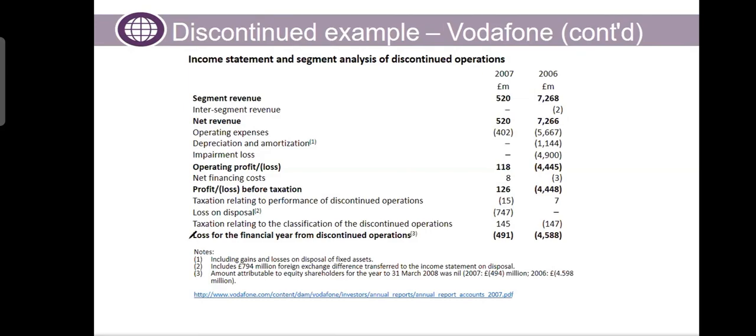If you pay attention here, so loss for the year. This discontinued thing, you show it separately so that the shareholders or the users of the financial statements should understand that this is the main activity of the business, but this is something which is coming in from a discontinued operation. And it is making a loss. And that's why probably I'm selling it. If it has been a very profitable business and then you are selling it, it may raise questions. Taxation related to the performance of the discontinued operations. So you show it separately. Taxation related to the classification of the discontinued operations.